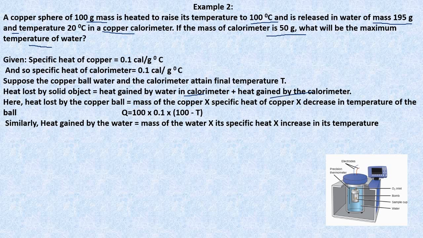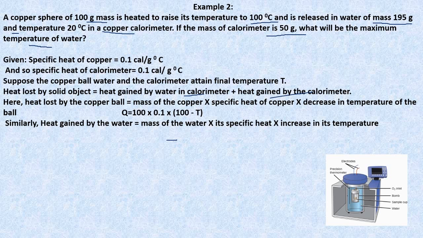So the heat gained by the water will be the mass of the water into the specific heat of the water into the increase in its temperature. Why increase? Because heat is gained by water. So what expression will we get? The heat gained by the water, we will term it as Q1. So Q1 is 195, where 195 is the mass of water, into 1, which is the specific heat, into T minus 20.